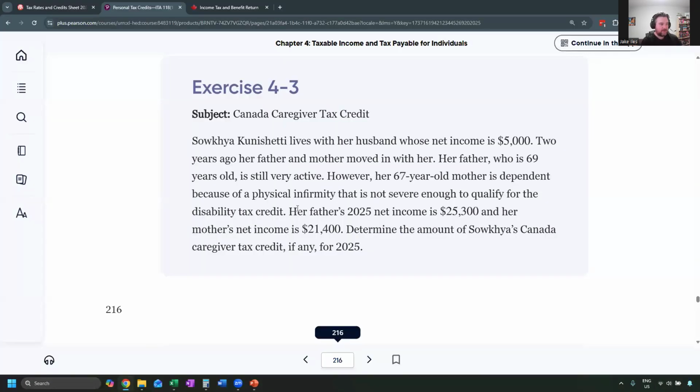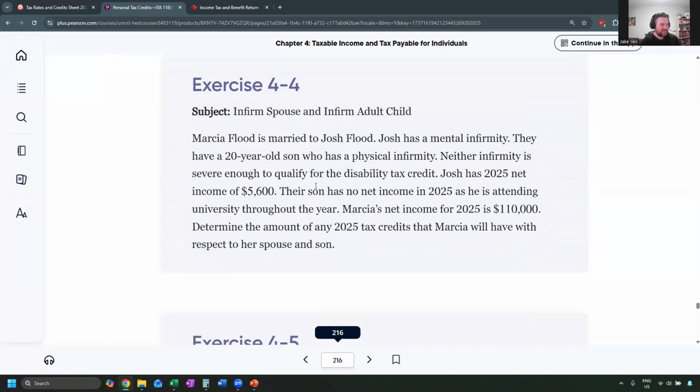Let's try another example in case I went too fast on that. An infirm spouse and an infirm adult child. Marcia Flood is married to Josh Flood. Josh has a mental infirmity. They have a 20-year-old son who also has a physical infirmity. Neither infirmity is severe enough to qualify for the disability tax credit, so we're focusing on Canada Caregiver.